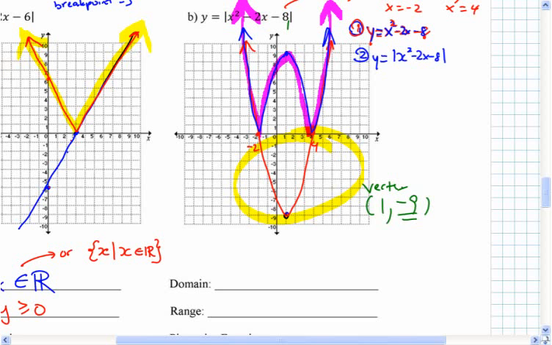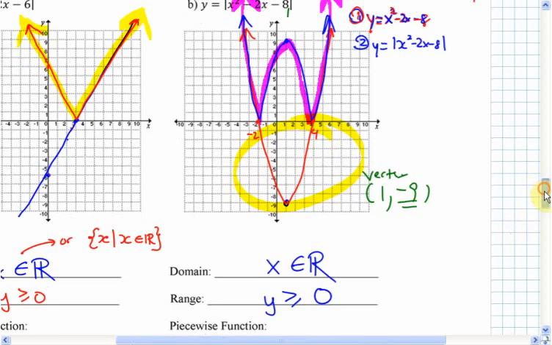What's the domain for this function, please? Everything. Good. All real numbers. Remember, the parabola was everything, so the absolute value is also everything. But what about the range? The range for the parabola used to be y is greater than or equal to -9. What is it now? Right. Greater than or equal to 0.